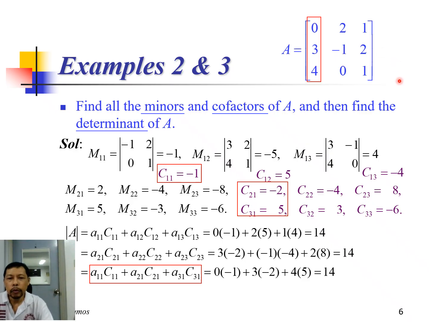But to minimize the addition and multiplication steps, it is preferable to use a row or a column which has the most number of zero elements, because 0 times any number would be 0. We'll be having some examples in the succeeding slides for that.